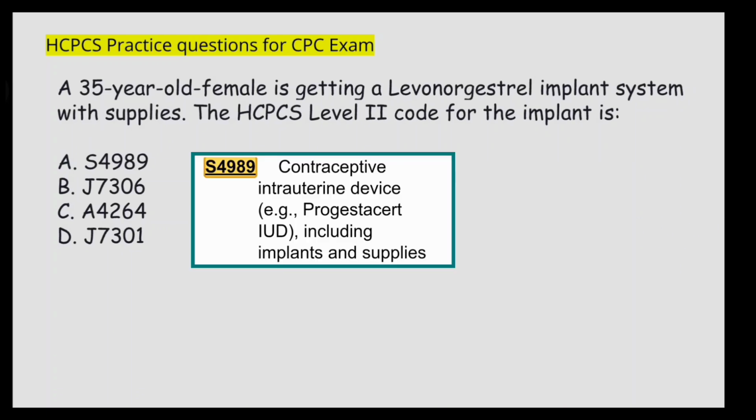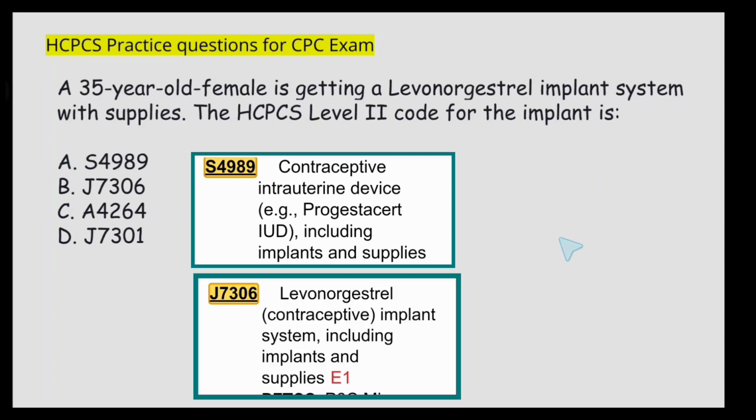S4989 is for contraceptive intrauterine device, including implants and supplies. Check option B, J7306. J7306 is for levonorgestrel contraceptive implant system, including implants and supplies. In the question also they have mentioned levonorgestrel implant system with supplies. Therefore, option B, J7306 is the right code.